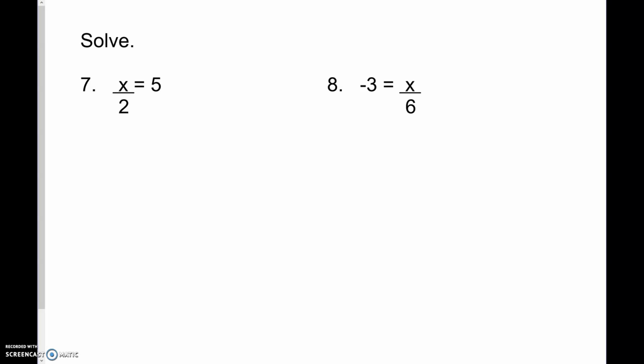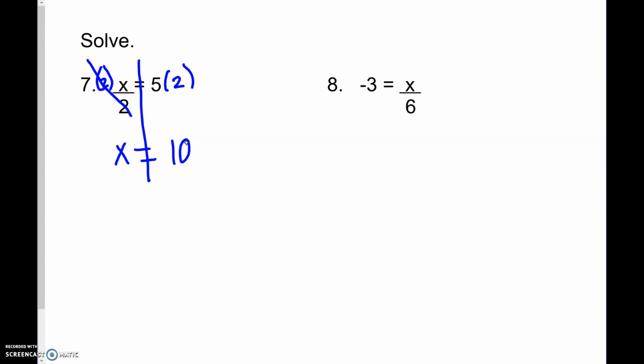All right, so now what does this one say? We have our fraction bar, or our equal sign going down. So now we have x divided by 2. What is the opposite of dividing? The opposite of dividing is multiplying. So we're going to multiply both sides by 2. Remember, whatever you do on one side, you do on the other side. So these 2's are going to cancel, and you're left with x equals, and 5 times 2 is 10.